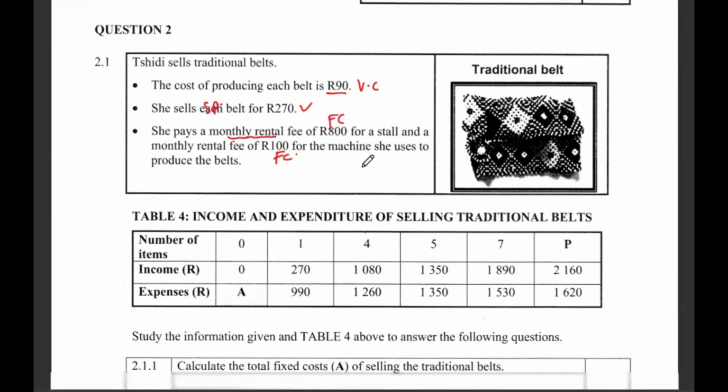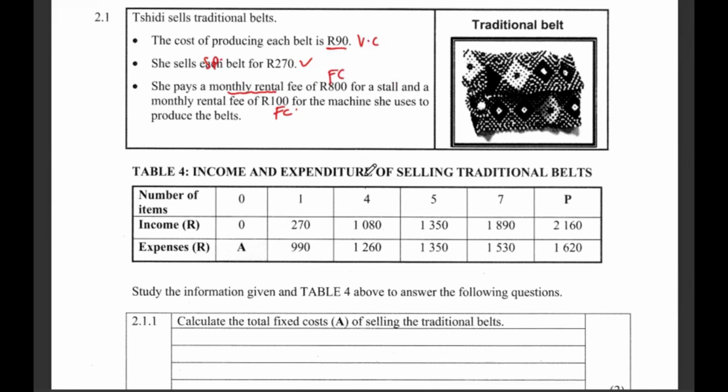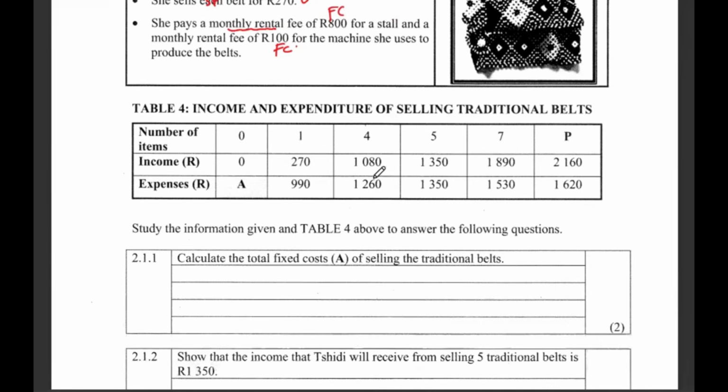Okay, then they give us the table for the income and expenditure for selling the traditional belts. So number of items sold, okay, if she doesn't sell anything, there's no income, but the costs have to be incurred. All right. Then they want us to get the value of A, which is the fixed cost. So fixed costs, remember we said you have to pay the rent where you are working from, and then you must pay the rent for the machine that you are using, meaning that our total is just 900 rands.